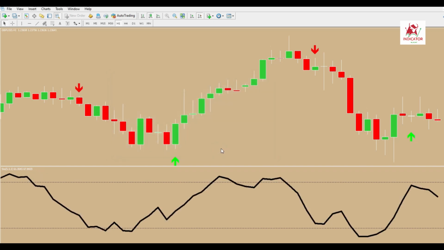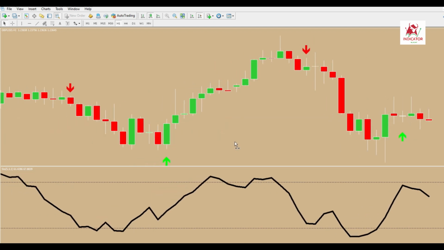Applying Andrews Pitchfork. In order to apply Andrews Pitchfork, the trader must first identify a high or low that has previously occurred on the chart. The first point, or pivot, will be drawn at this peak or trough and labeled as point A, as shown in Figure 1. Once the pivot has been chosen, the trader must identify both a peak and a trough to the right of the first pivot.